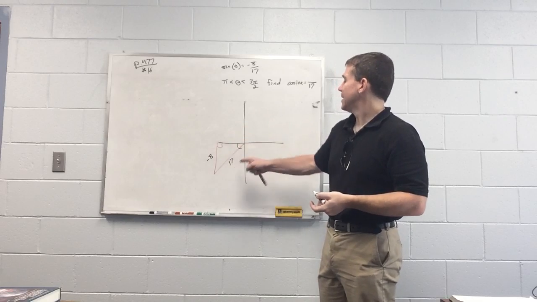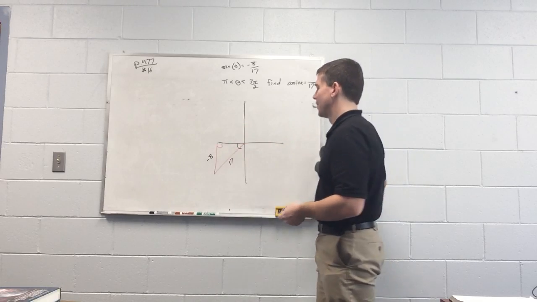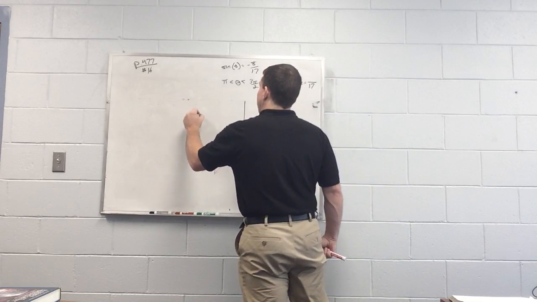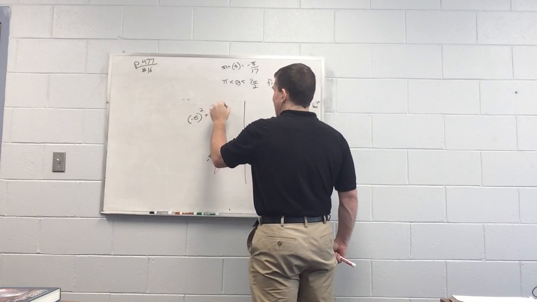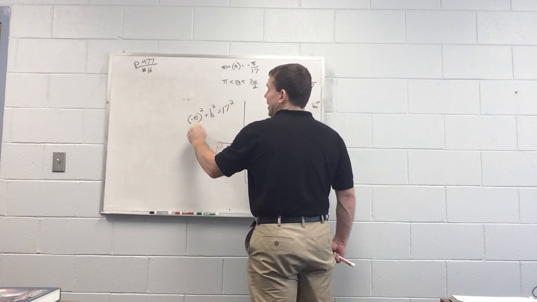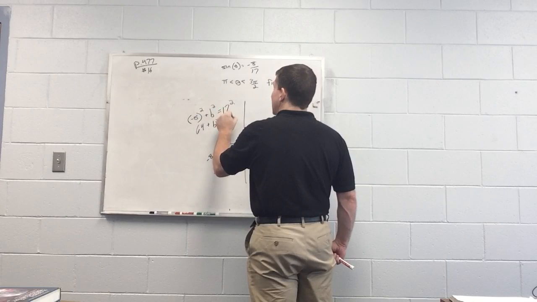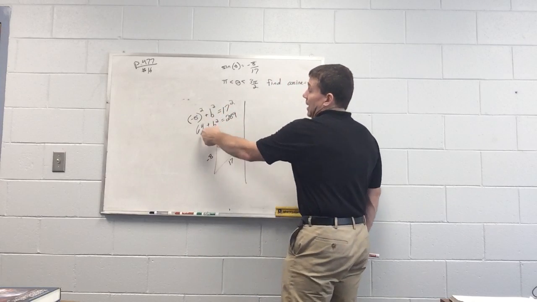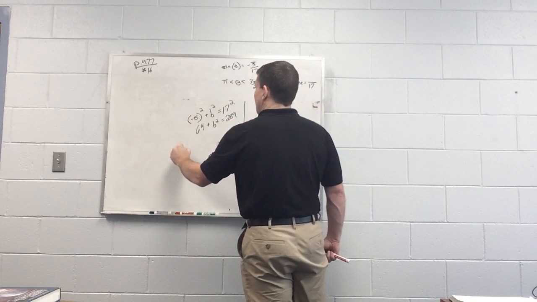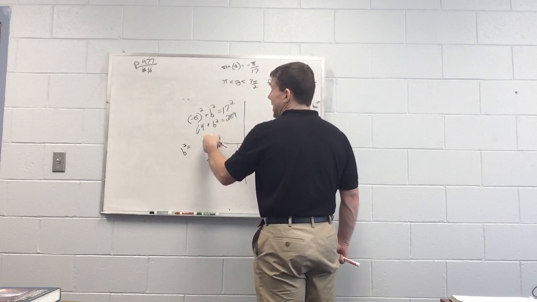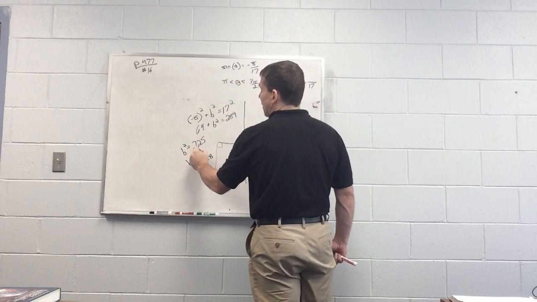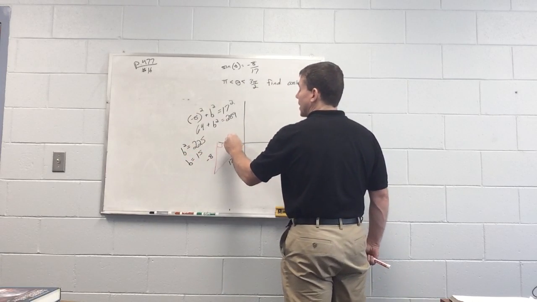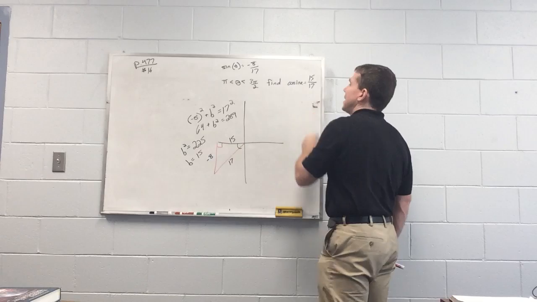To find that, Pythagorean theorem. Negative 8 squared plus b squared, this thing, equals 17 squared. Negative 8 squared is 64, plus b squared, 17 squared is 289. Subtract the 64, b squared is equal to 289 minus 64, which is 225. Square root that, b is equal to 15. So I get 15 over 17.